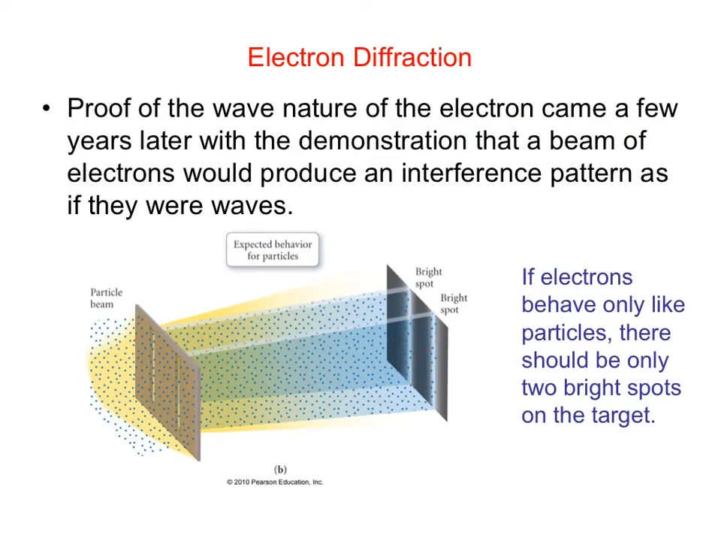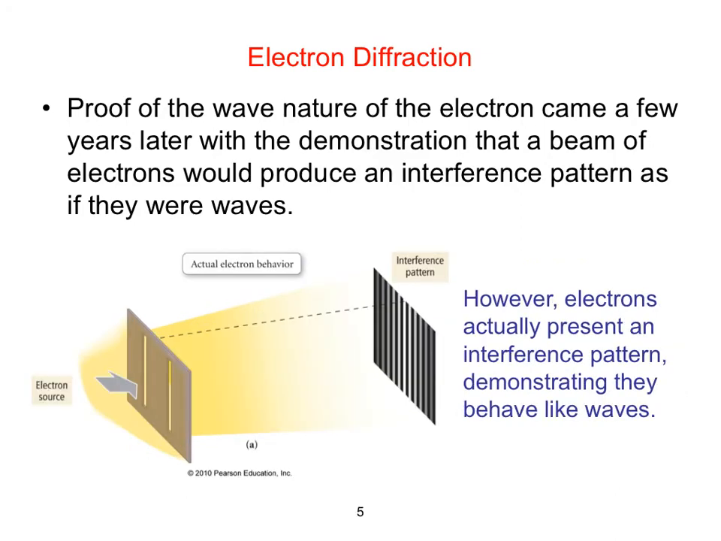A few years after de Broglie's dissertation, the wave nature of electrons was demonstrated experimentally. This goes back to the double slit experiment that we talked about, proving the wave properties of electromagnetic radiation. That's where if we had a light source and two slits, we could create a diffraction pattern. Now, if electrons are behaving like particles, then we should just get two bright spots on the screen. We would not expect to see a diffraction pattern. But that's not what we saw.